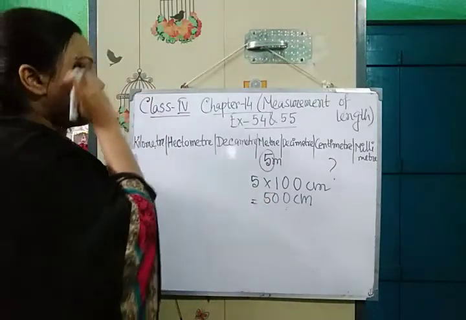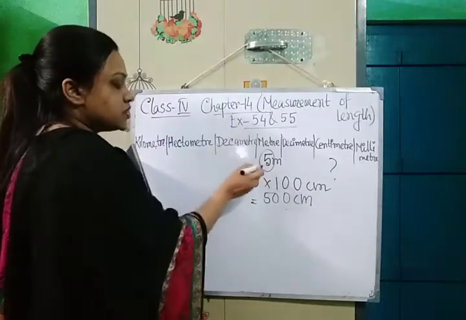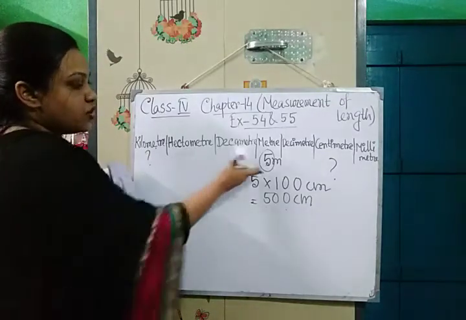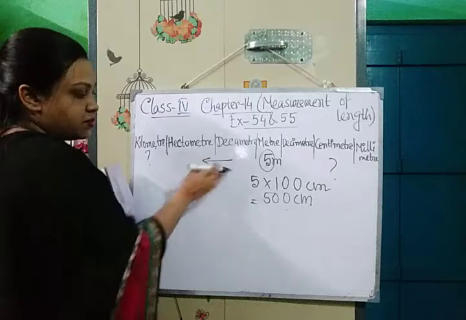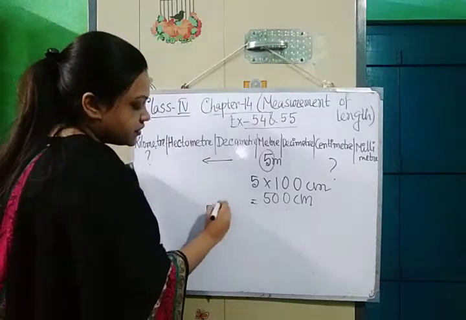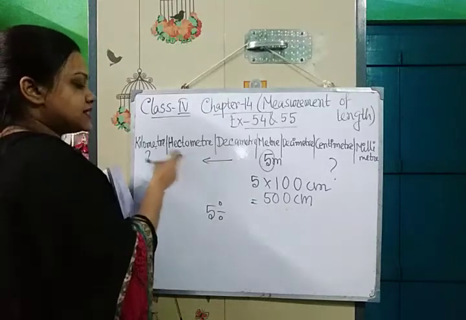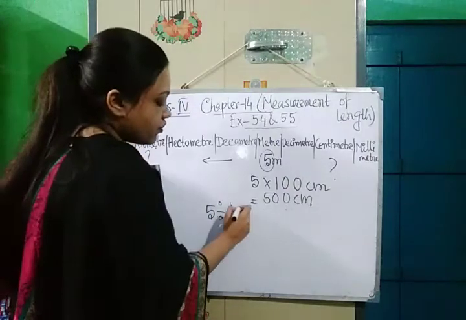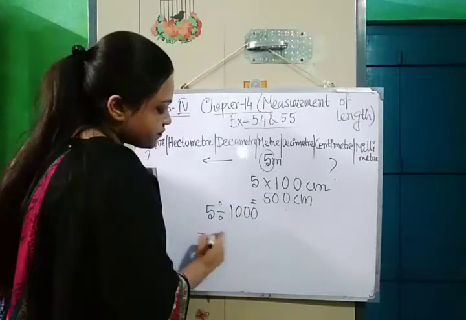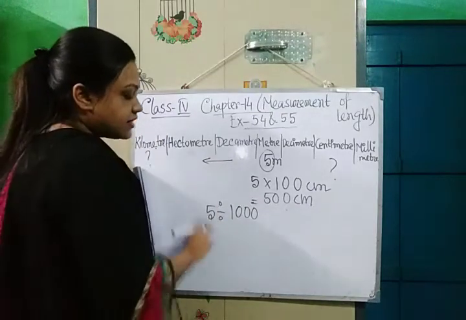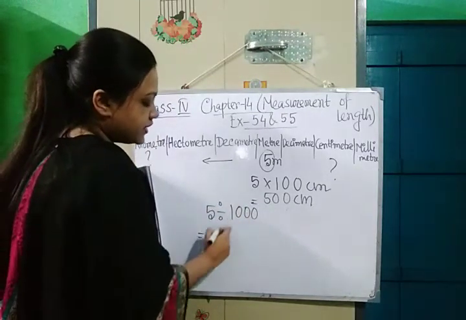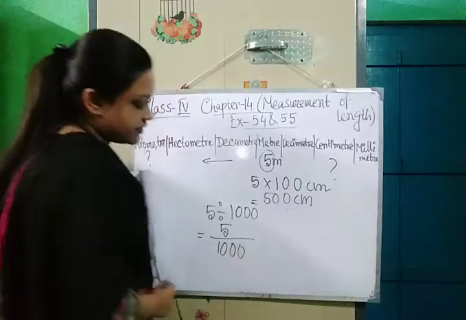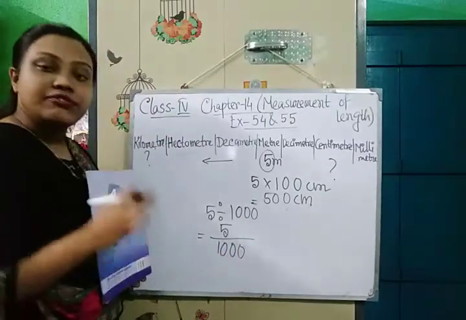Okay. Similarly, if I ask you to find out 5 meter equals to how many hectometers, or suppose how many kilometers. So since we are moving to the left, we will divide 5. By which number? See how many places it is moving to the left. 1, 2, 3 places. So after 1, we will put 3 zeros. So you have learnt decimal. We can write this number 5 divided by 1000 as a fraction, like 5 divided by 1000. This is the fraction.